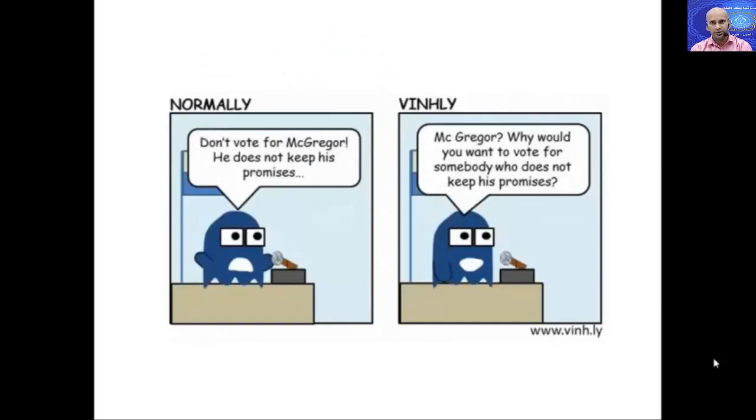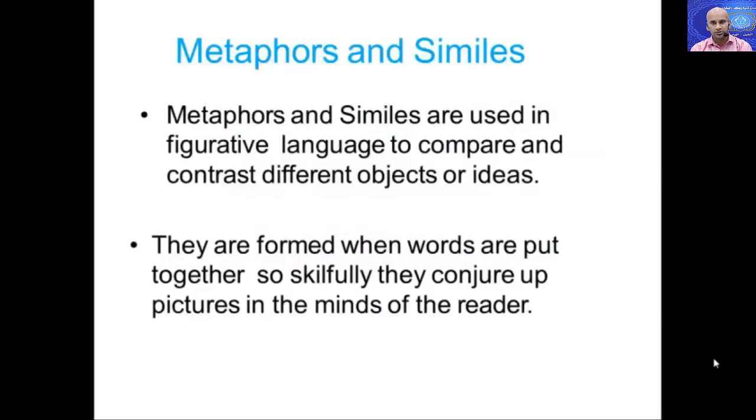For example, normally, don't vote for McGregor. He does not keep his promises. So when you use rhetorical questions here, McGregor, why should you want to vote for somebody who does not keep his promises? So using a rhetorical question makes it even more effective.